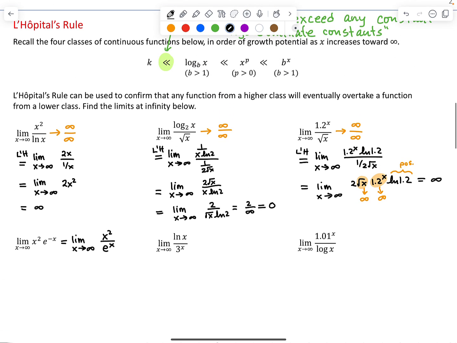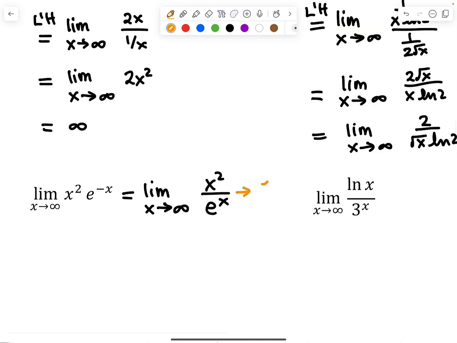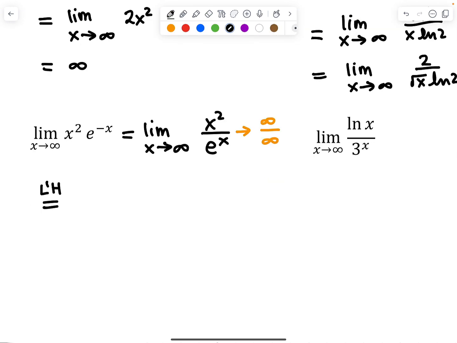So now I clearly have in the numerator a power of x, and in the denominator a growing exponential. Well, the dominant function here is now in the denominator, so I suspect that this limit will be 0. Let's use L'Hopital's rule to confirm. The numerator approaches infinity, and so does the denominator. So we do instead a limit.